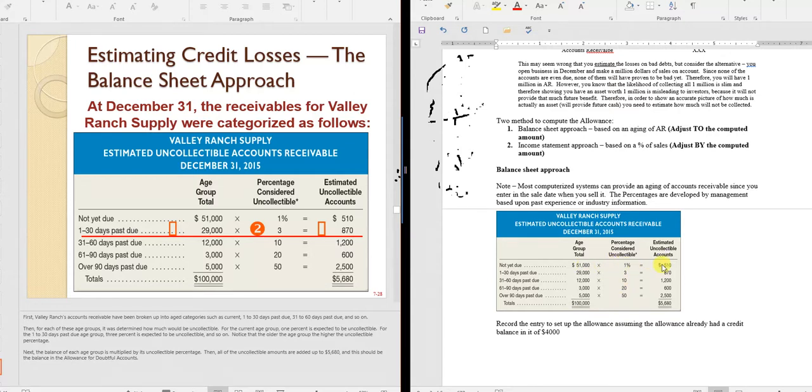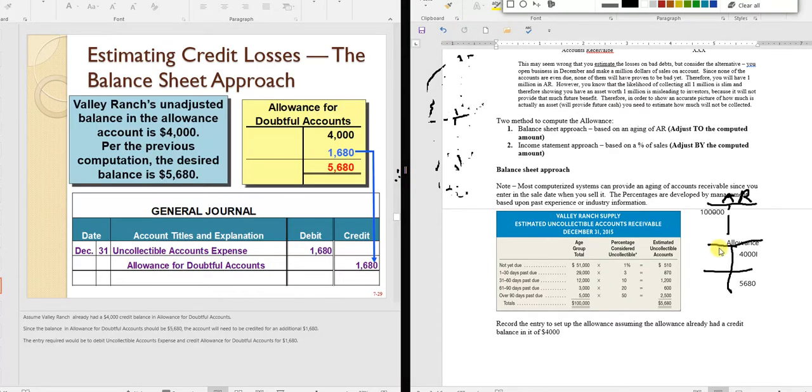So I simply just take it. 29,000 times 0.03 is 870, et cetera, et cetera. So now I know that $5,680 of my accounts receivable will go bad. Okay? And that's the balance I want in the allowance.